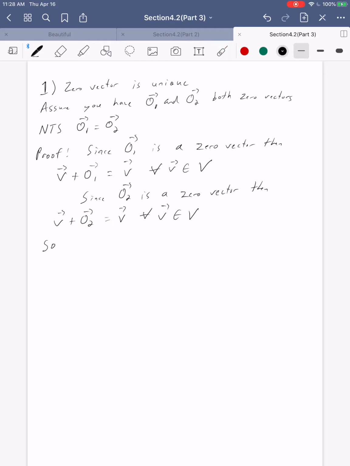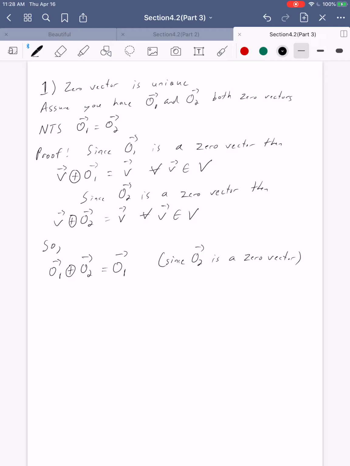Okay, so what does this tell us? Well, what can we say about 0_1 plus 0_2? Do keep in mind, with my sort of poor notation, there should be the vector addition symbol. There we go, sorry about that. If you take 0_1 and add it to 0_2, according to this, anything plus 0_2 should give you that same thing back. So this should be equivalent to 0_1, since 0_2 is a 0 vector.